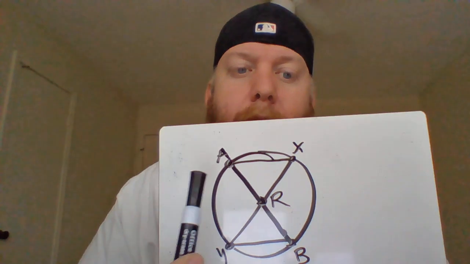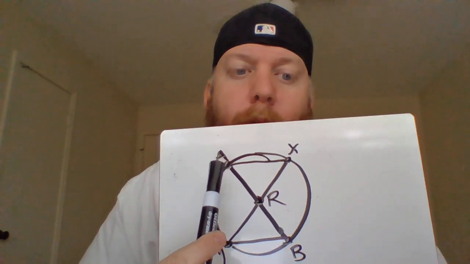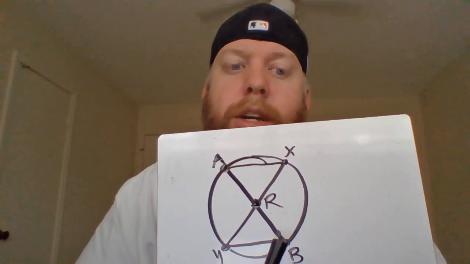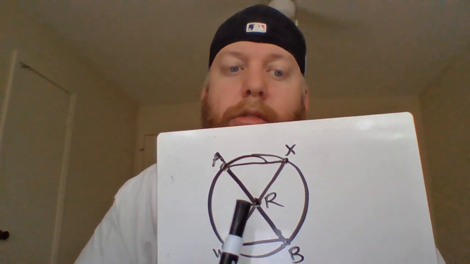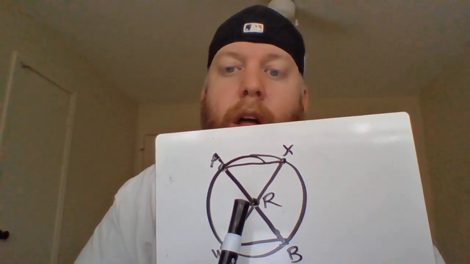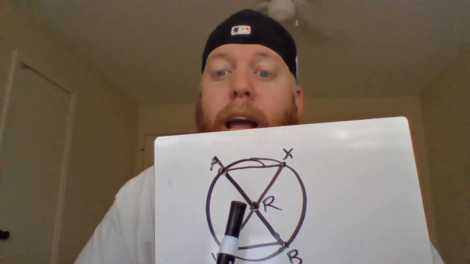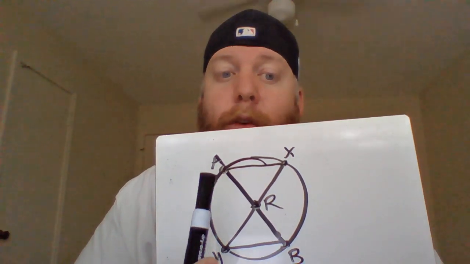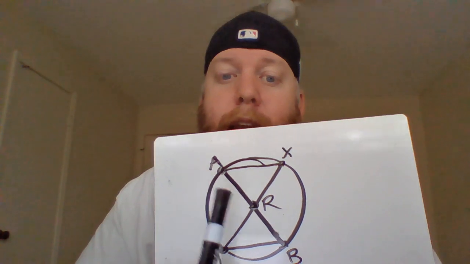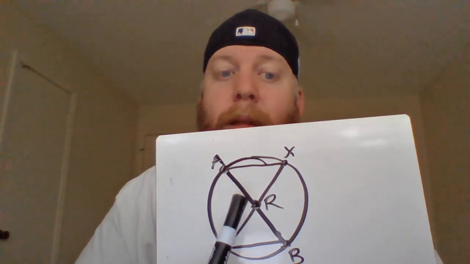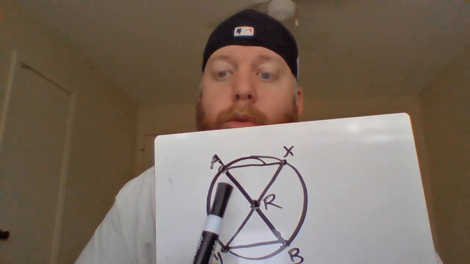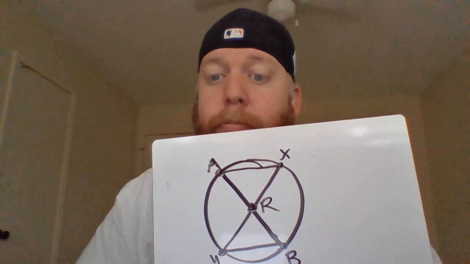So if we look at AB, the whole length from one outside edge to the other outside edge is 18 millimeters. So how long is A to the midpoint? Well, we already talked about the diameter being twice the length of the radius. So we're going to take that 18 millimeters and divide it by 2 and call that 9 millimeters. So AR is equal to 9 millimeters.